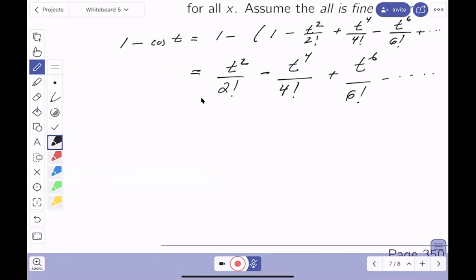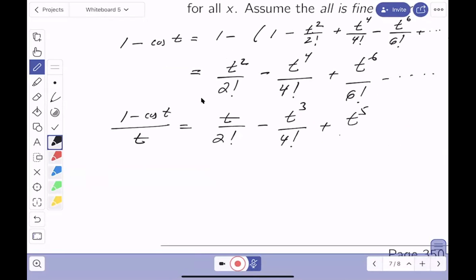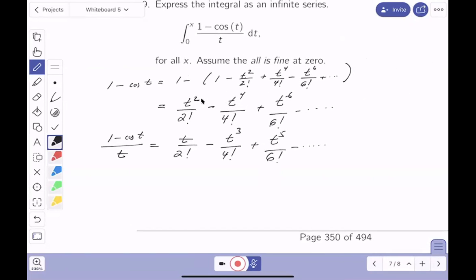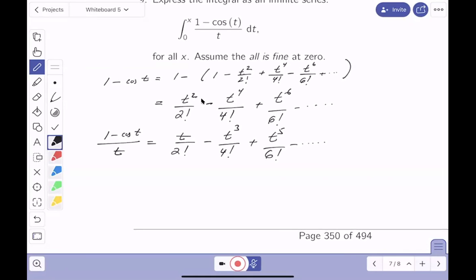What are we going to do? Divide that by t. What does that give me? T over 2 factorial minus t cubed over 4 factorial plus t to the 5 over 6 factorial minus yada, yada, yada. All right, I think you get the idea. So what do I got to do over here? I got to do an integration now.